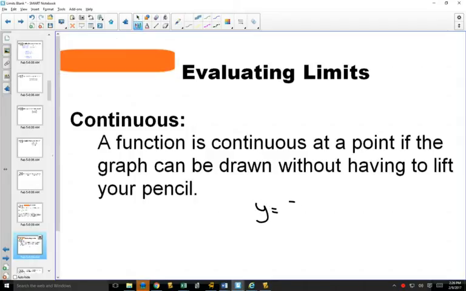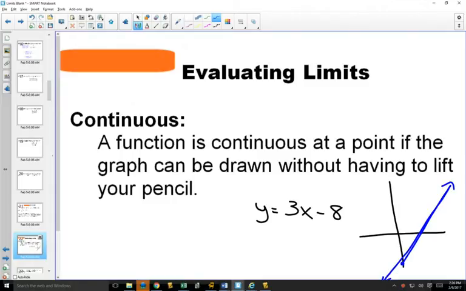So for example, y equals 3x minus 8. Can you see that that's a straight line? It would have a y-intercept at -8, and you could draw the whole thing without having to lift up your pencil. That would make it a continuous function. If you had something that was part parabola and then part line, and there was a big gap between them, there's no way you could draw both parts without lifting your pencil. That would make something have a discontinuity, or make it not a continuous function.